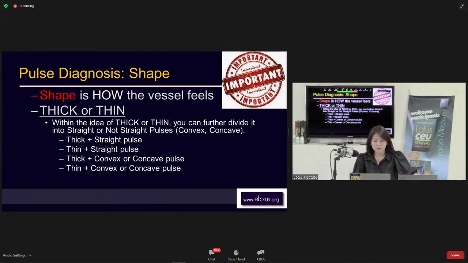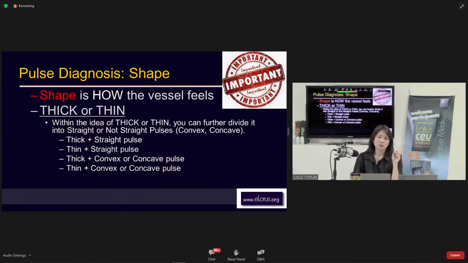Okay, the shape of the vessel. Now, you can further divide this into these four categories. What you want to feel for each position is if the pulse is thick or thin, and if it's straight or curved. Let's put it that way. Concave or convex, they're curved pulses, and a straight pulse is just a straight pulse, and they have different definitions. So just to give you an overview of the difference between straight and curved pulses, you can write this down on your notes.